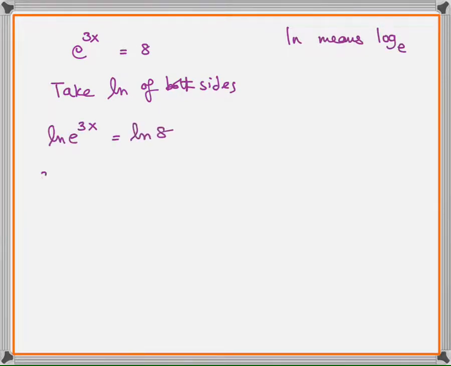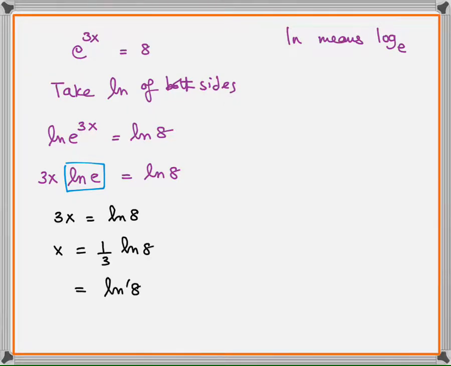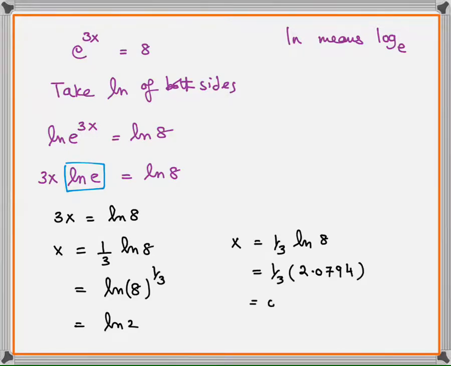ln e^(3x) is ln 8. 3x ln e is ln 8. 3x is ln 8, so x is 1/3 ln 8. I can even simplify further. I can apply that power rule, this time taking the coefficient and making it the power. So what's the cube root of 8? ln 2. Of course, I can use a calculator and I'll get the answer, which is 0.6931, and we can write this as 0.693, correct to 3 significant figures.